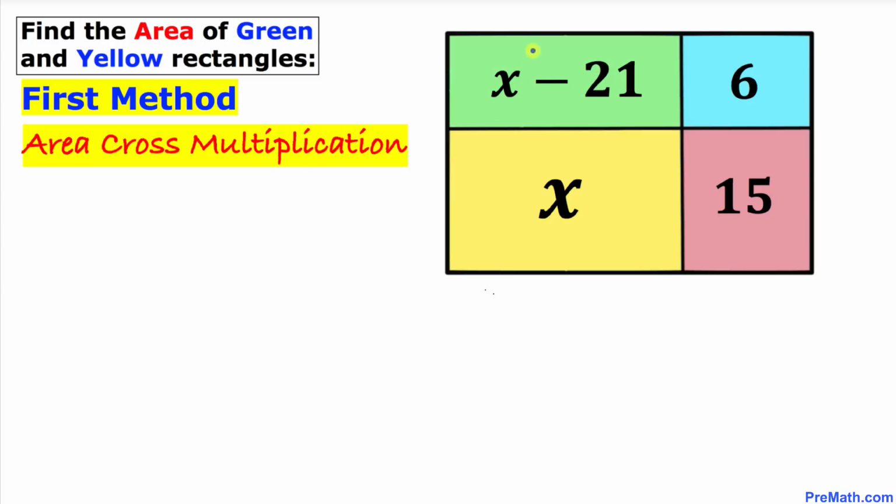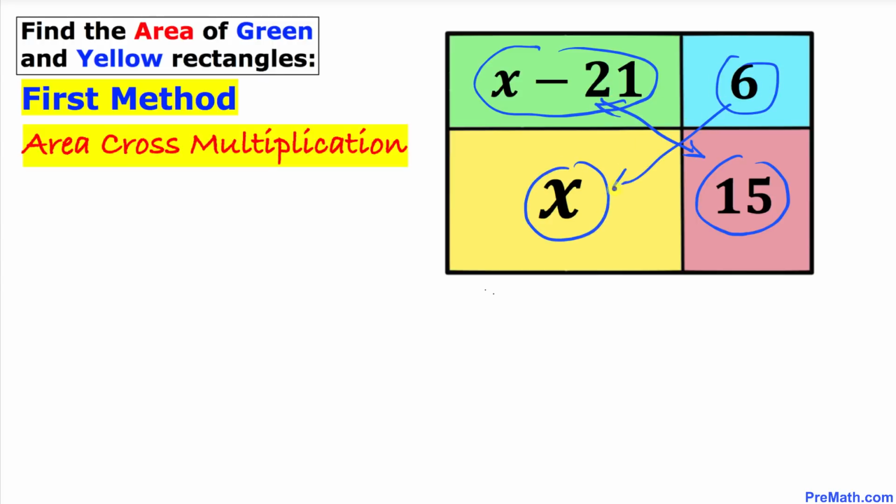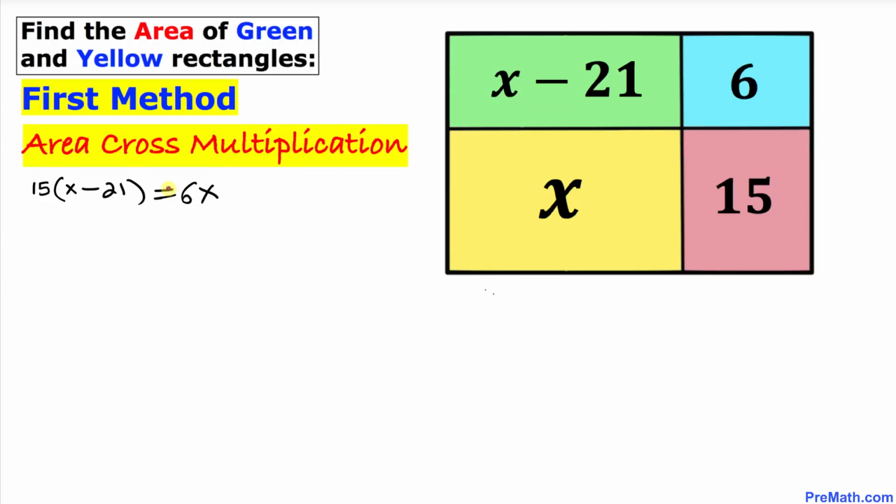In this one, we are going to cross multiply these two areas. We're going to crisscross this one, and likewise we're going to cross multiply these ones. Let's go ahead and write them down over here. So when we multiply, this is going to become 15 times (x minus 21) equal to the other way, this is going to become 6x. Just keep in mind that we must put an equal sign in between.